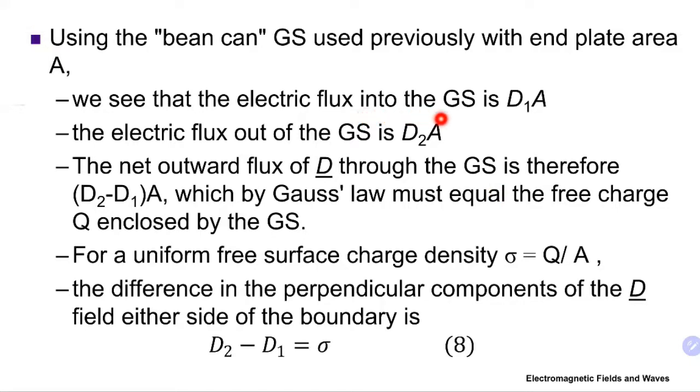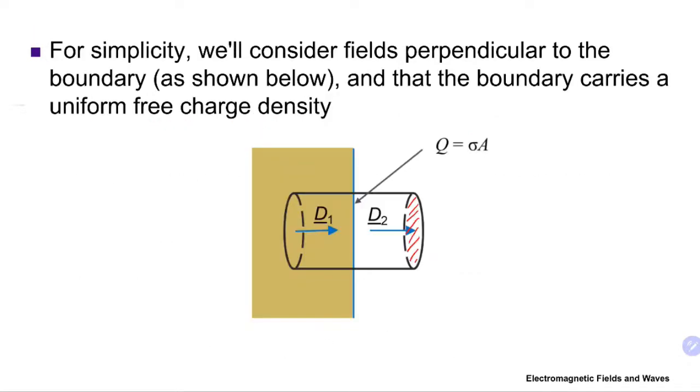So the electric flux into the Gaussian surface is D1A, and the flux going out is D2A. Okay, so we have the flux going into here, D1A, and then the flux going out here is D2A. And the difference of that has to be equal to the charge enclosed in that surface. So you have electric flux going in, and then electric flux coming out.